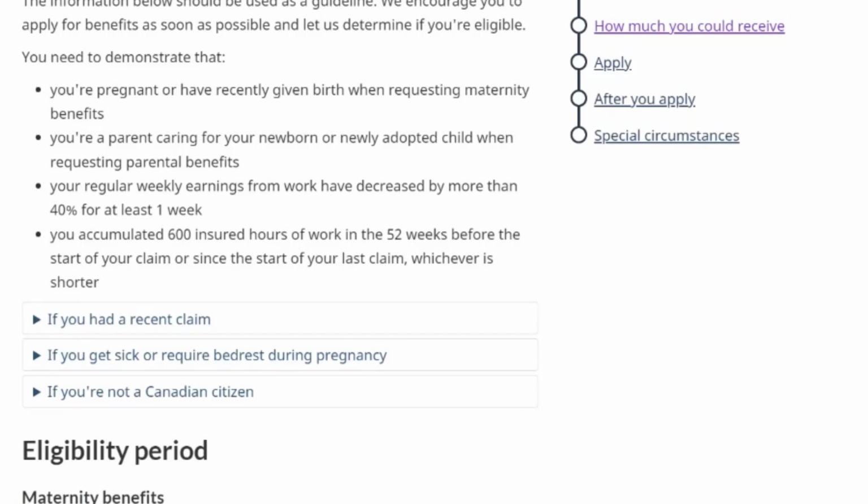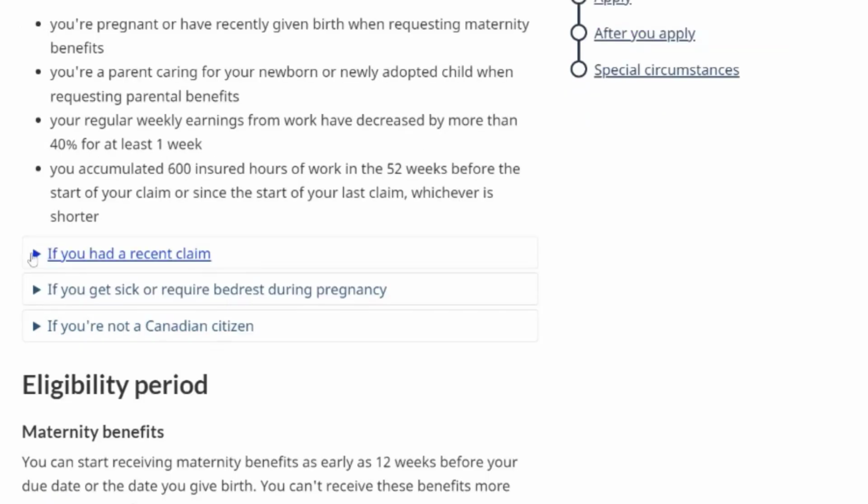You're a parent caring for your newborn or newly adopted child when requesting parental benefits. Your regular weekly earnings from work have decreased by more than 40% for at least 1 week. You accumulated 600 insured hours of work in the 52 weeks before the start of your claim or since the start of your last claim, whichever is shorter.